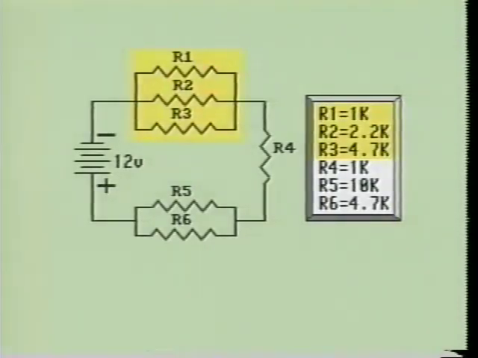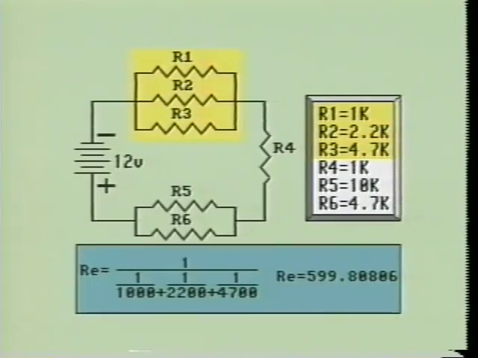First, we must calculate for the equivalent resistance of our parallel circuits. The first parallel circuit consists of a 1 kiloohm or 1000 ohm resistor, a 2.2 kiloohm or 2200 ohm resistor, and a 4.7 kiloohm or 4700 ohm resistor. Remember, the K represents thousands of ohms. We will use the formula 1 over R1 plus 1 over R2 plus 1 over R3 divided into 1. Our formula now becomes 1 over 1000 plus 1 over 2200 plus 1 over 4700 divided into 1.